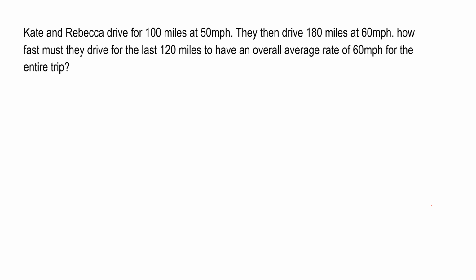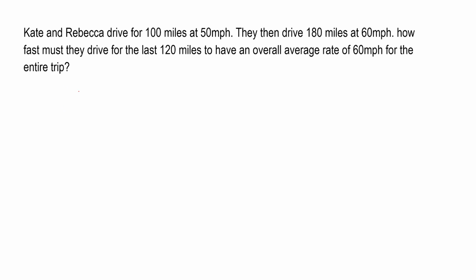Kate and Rebecca drive for 100 miles at 50 miles per hour. They then drive 180 miles at 60 miles per hour. How fast must they drive for the last 120 miles to have an overall average rate of 60 miles per hour for the entire trip? Okay, so this is a little more complicated because we want to have a specific overall average rate of 60 miles per hour, and we're given some information, and then we're asked how fast they would drive the third leg of the trip to get this overall average rate of 60.